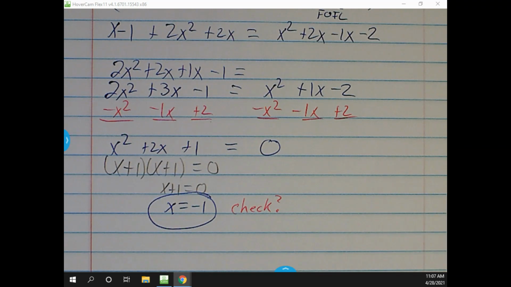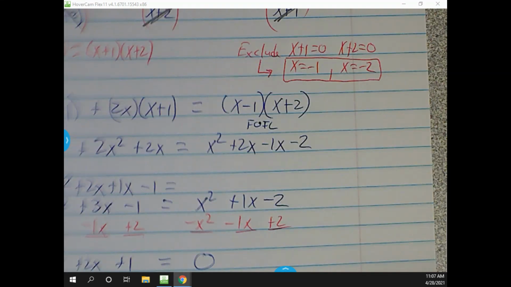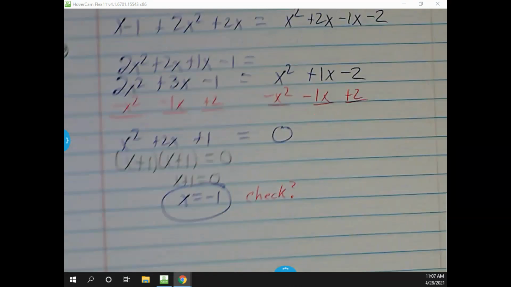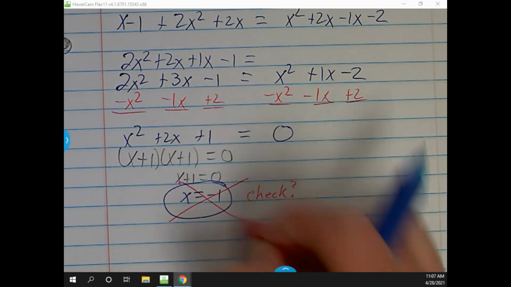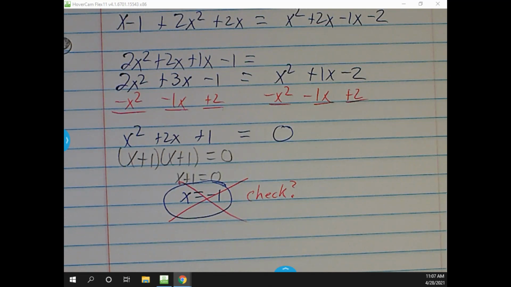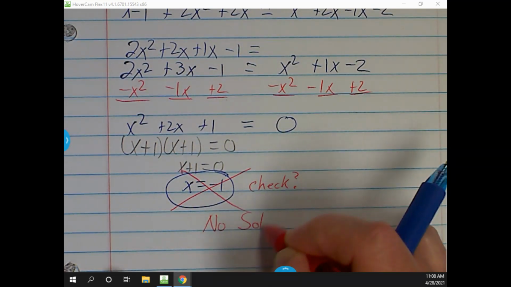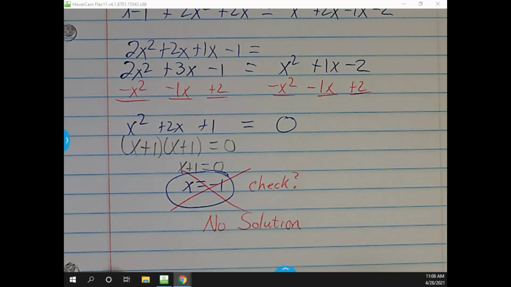Okay, so we got an answer, but we've got to check it. This one says you cannot use negative 1. So even though we've got an answer here, we've got to chunk it. So if the only answer we had doesn't work, then you have no solution.